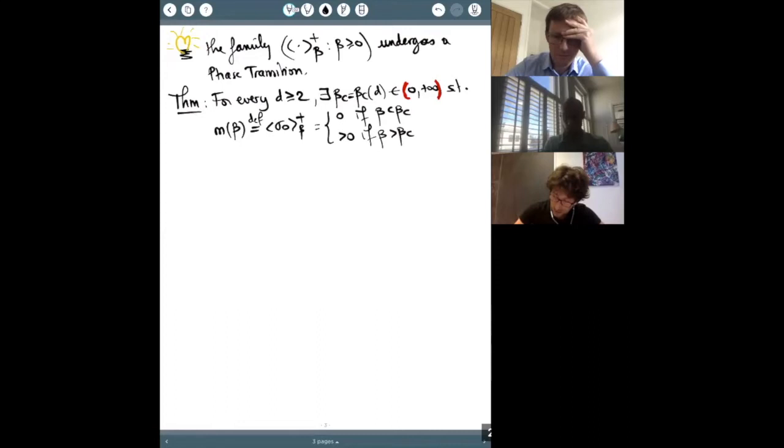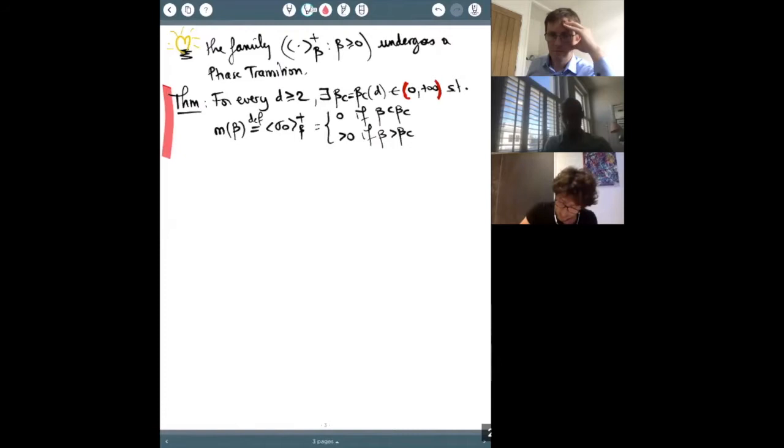So we get back to the question of Philip, which is that, you see, if beta is larger than beta c, you have symmetry breaking. The average of the spin at zero is no longer zero. But actually, this symmetry breaking disappears below a certain inverse temperature, where you recover symmetry in the infinite volume limit, okay?